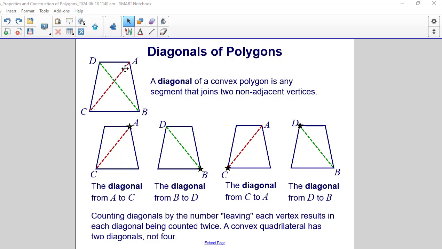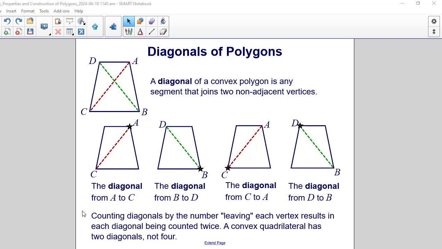That line segment is referred to as a diagonal. So if we have a diagonal going from A to C, starting up here at A, going down to C, we also have a diagonal going from B to D, starting at B, going up to D. We have a diagonal going from C to A, and a diagonal going from D to B. And you may notice that there's a repeat, okay? A to C is the same as C to A. B to D is the same as D to B.